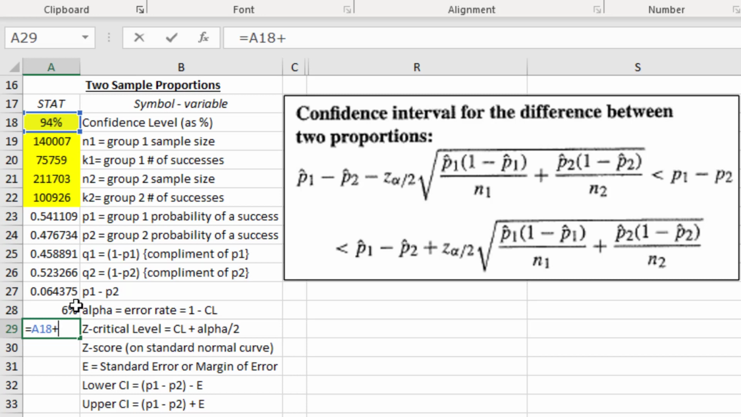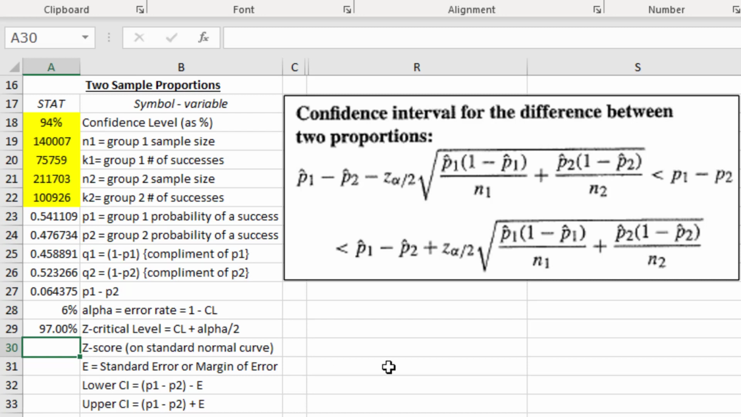plus this amount divided by 2. And you can see that that gives us 97%, which makes sense, right? We got the 94% in the middle, and then our alpha is cut in half, and we have 3% below it and 3% above it. So the upper bound for that confidence interval is going to have 97% of the area below it, because it just has that half of alpha, that 3% above it. And that's what we need for the Z-score.